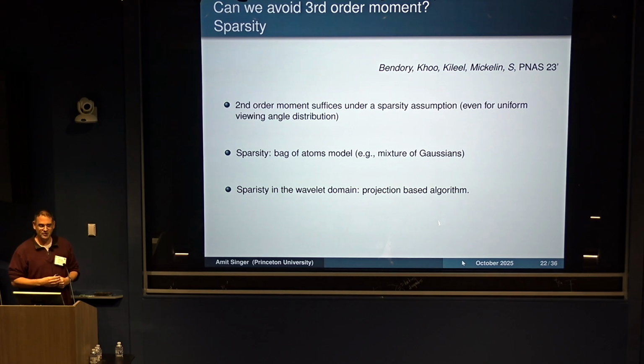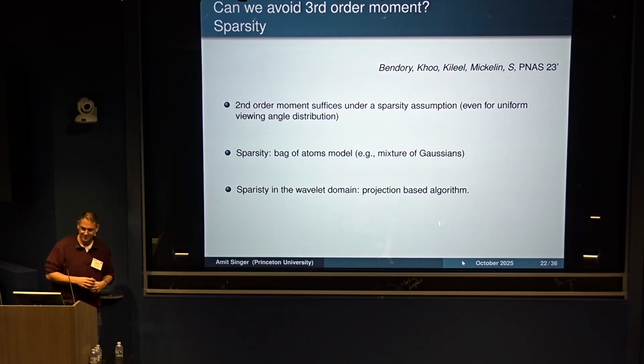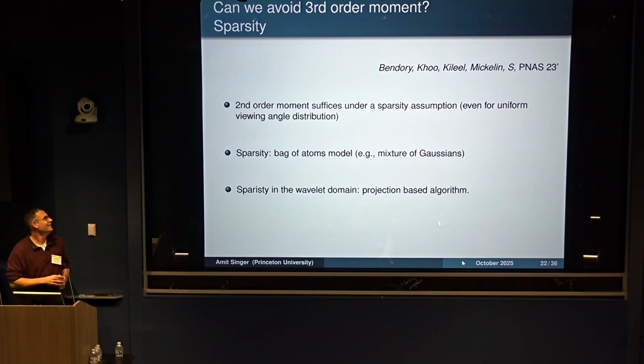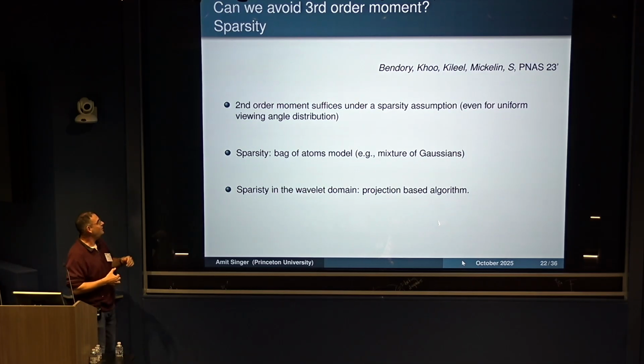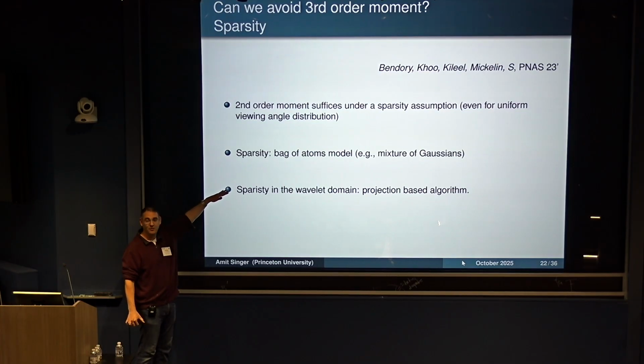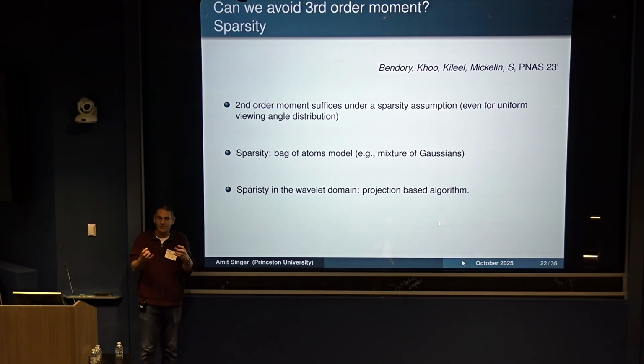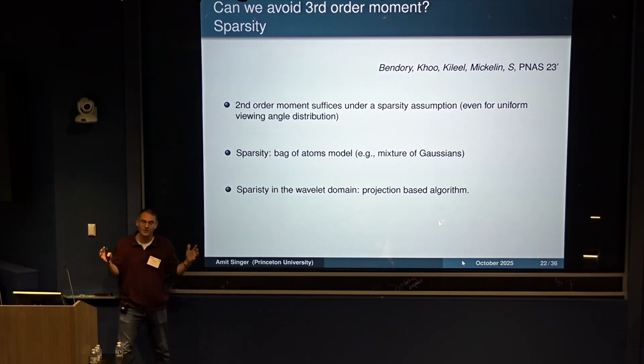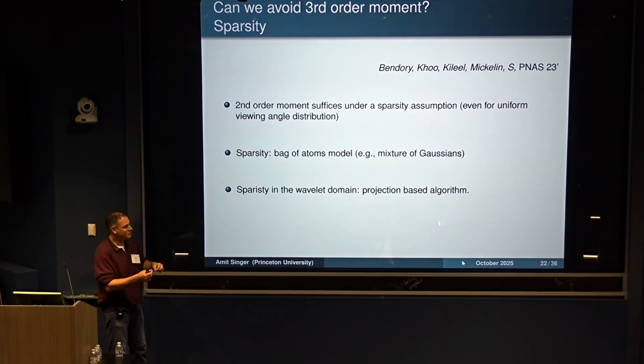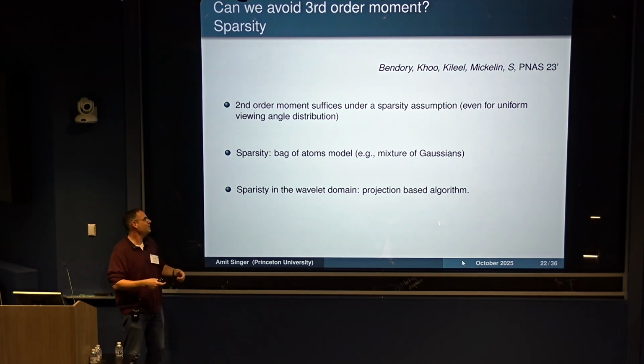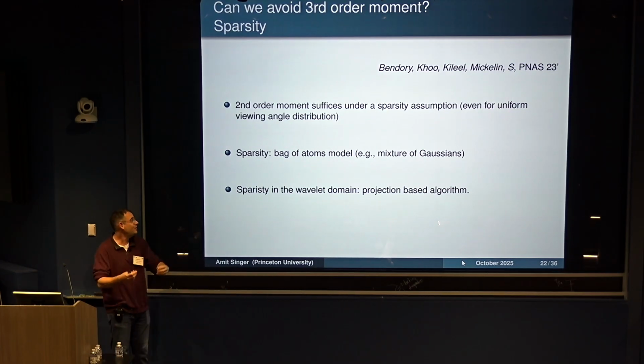Another approach is to exploit sparsity. Ingrid is sitting here, so this is a lucky coincidence. Basically, we consider two different types of sparsity. One is a sparsity model of a bag of atoms model, that the molecule is just made of atoms. So there are maybe 10,000 atoms, but you don't need 100 million voxels to describe the 3D structure. And you can even make them not just delta spikes, but a mixture of Gaussians. They are just a little blobby.